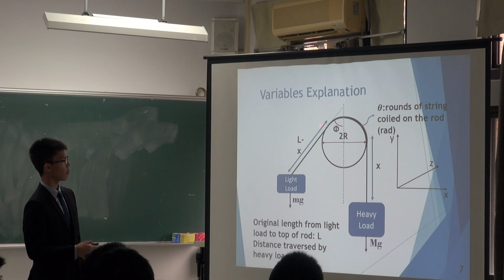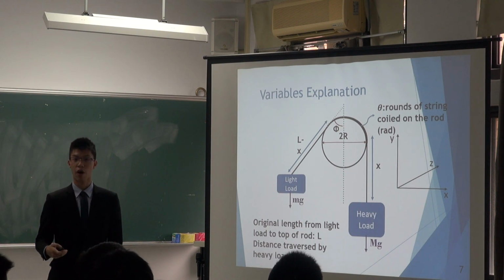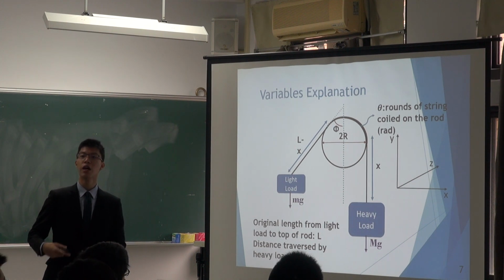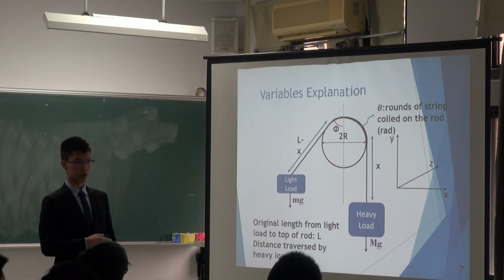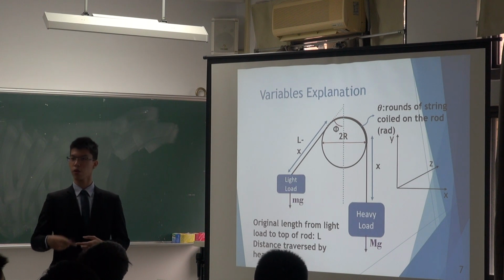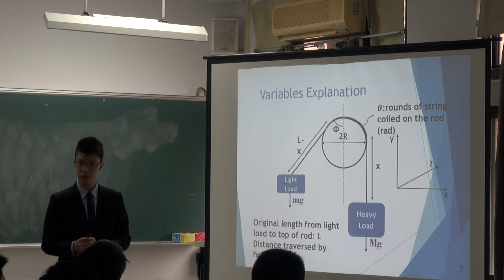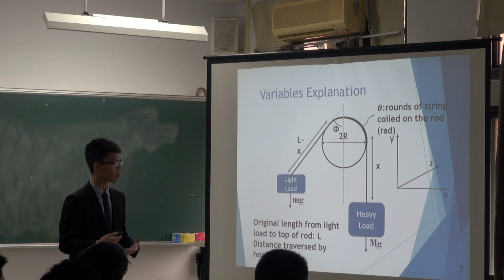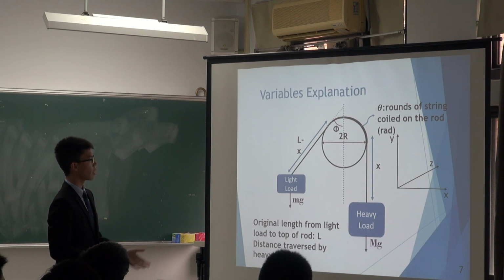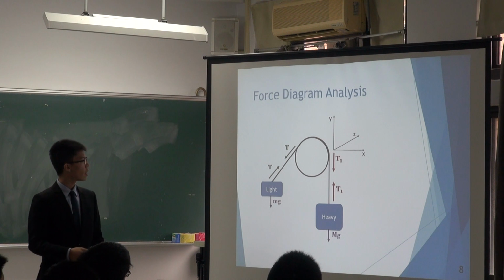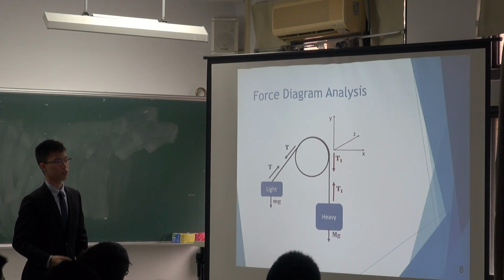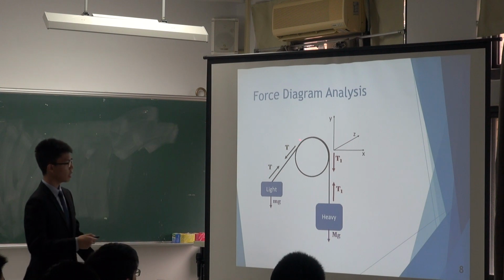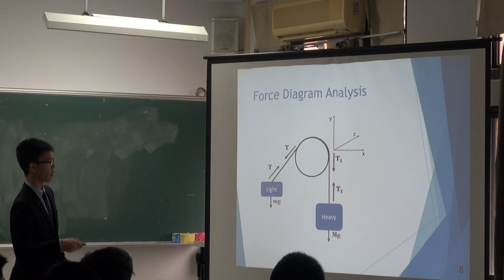And notably, phi is the initial angle of our motion, and theta is the number of rounds of the string coiled on the rod. As we know, while the light load is rotating around the rod, the cotton string begins coiling on the rod. To further explain the physical meaning of the motion, firstly, I would like to use a force diagram analysis to introduce what actually happens in the motion. You can see here the rod, the light load and the heavy load.